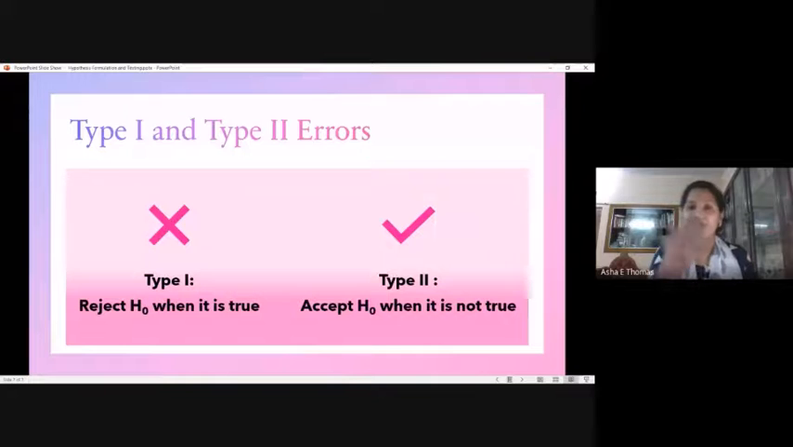Say, for example, in our previous example, there was no difference exhibited between the population mean and the sample mean, but I rejected it.